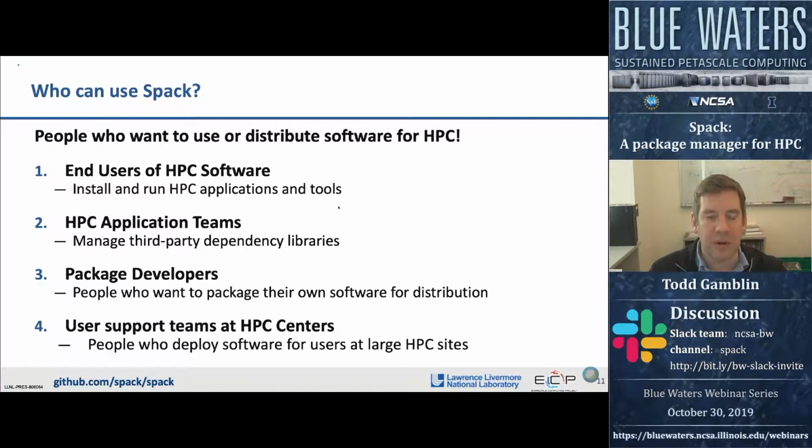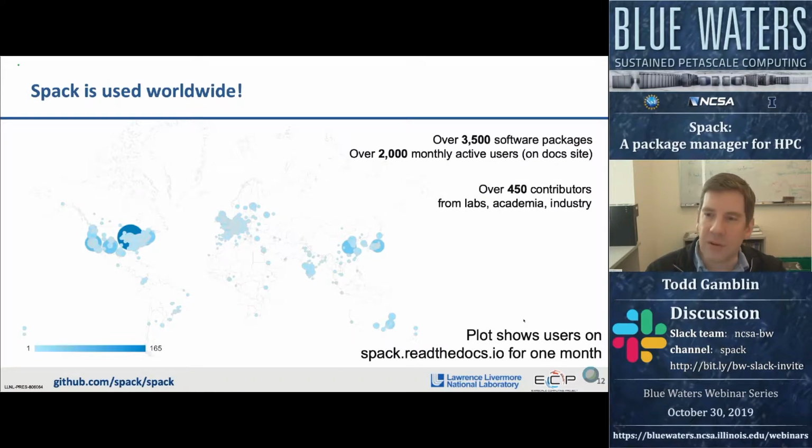We're trying to build a package manager that spans all of these different parts of the HPC ecosystem. I think HPC is somewhat unique in that I don't think all disciplines have this many different roles in their ecosystem. So Spack is used worldwide. There are over 3,500 software packages in Spack right now. We have over 2,000 monthly active users on the doc site, and that's been growing. And importantly, we have over 450 contributors. So there really isn't a barrier. If you want to get your package into Spack, you can go to GitHub, submit a pull request, and get it into the distribution.